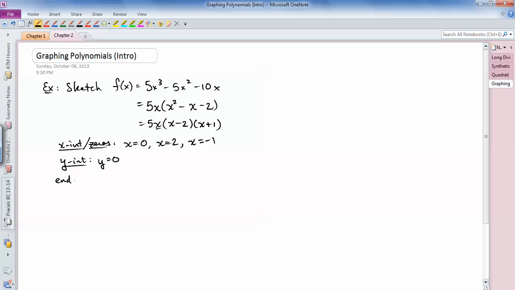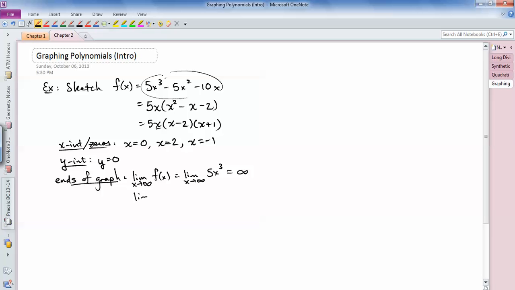If I wanted to see what happens at the ends of the graph, let's see what happens when I examine the limit as x goes to infinity of f of x. We could plug in that whole function, but for infinite limits you're allowed to just look at the dominant terms, which in this case is just 5x cubed. And that's going to turn into infinity when x goes to infinity.